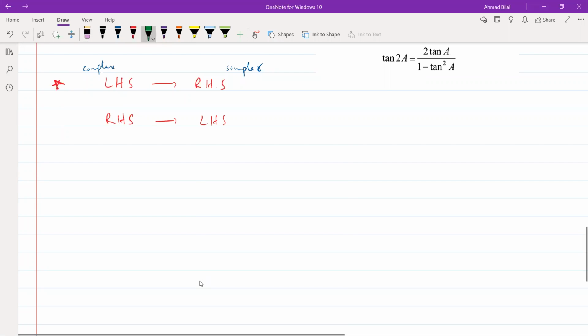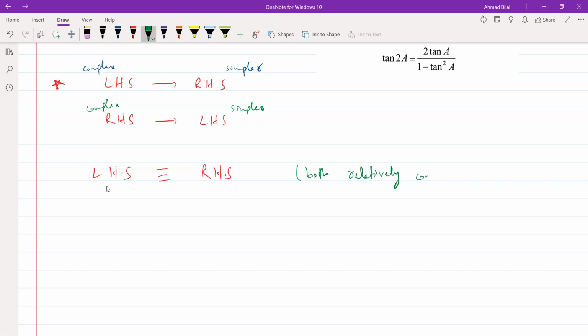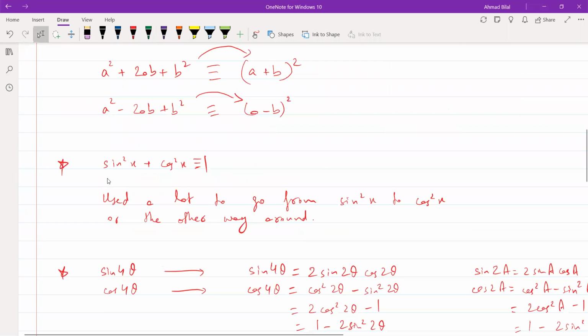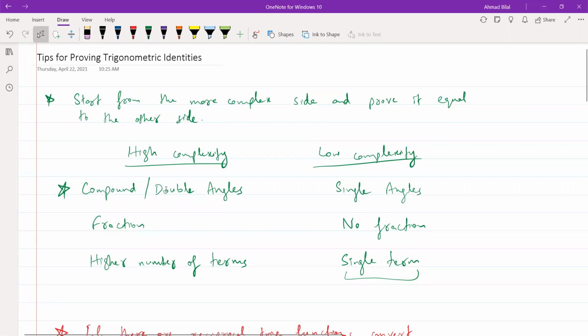Okay, so in this case, for instance, we say the right hand side was more complex and the left hand side was simpler. But there's also another possibility. कभी-कभी होता है, you have this identity like this. You've got some thing on the left side, you've got something on the right side, and they're both relatively complex, right? So for instance, हमने कहा कि अच्छा एक साइड पे जिस साइड पे कंपाउंड एंगल आए या जिस साइड पे डबल एंगल आए, that's more complex.